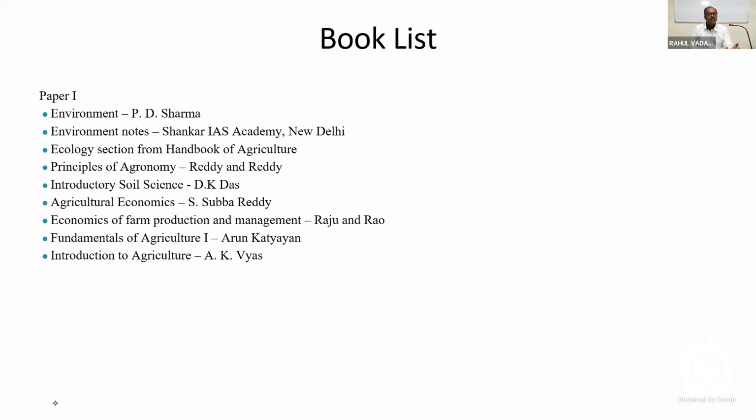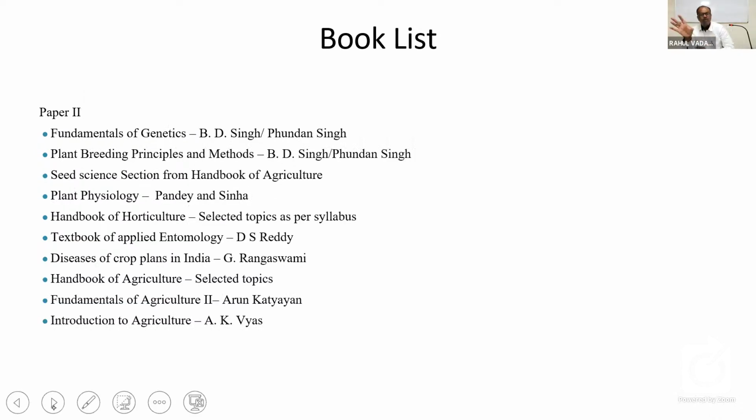Then DK Das is a must book for soil science. Agriculture economics, you can refer either Subhariti or Handbook of Agriculture. It's completely fine, or class notes also are sufficient. Economics of farm production and management, again class notes and the Handbook of Agriculture is sufficient. In paper 2, either BD Singh or Phundan Singh. If you want in-depth knowledge, go for BD Singh. From an exam point of view, Phundan Singh is sufficient for both genetics and plant breeding.